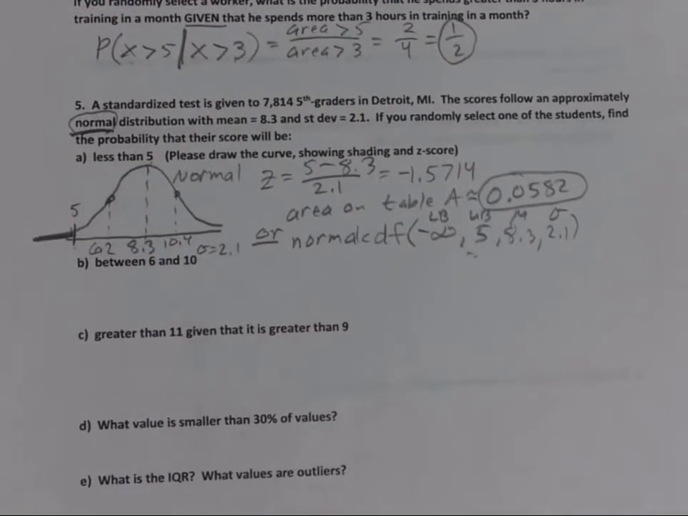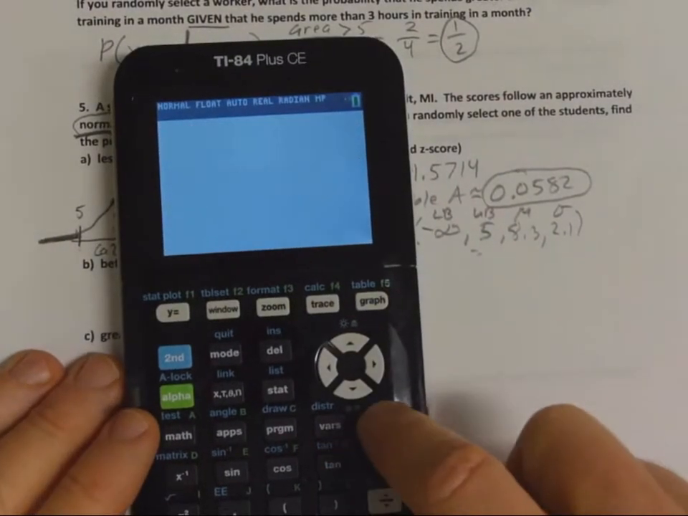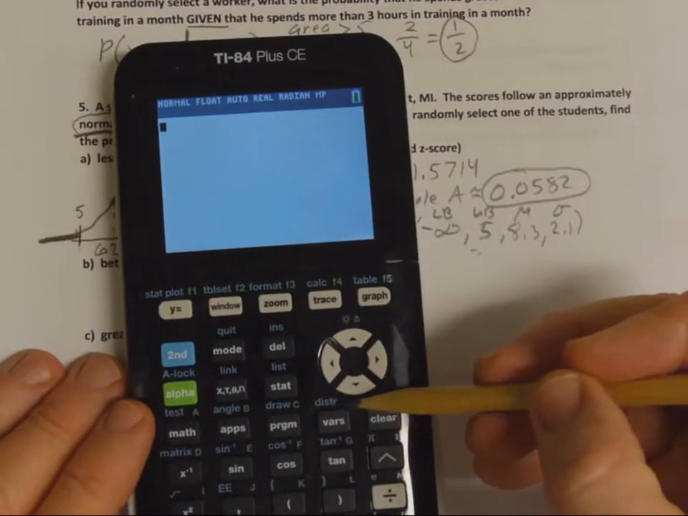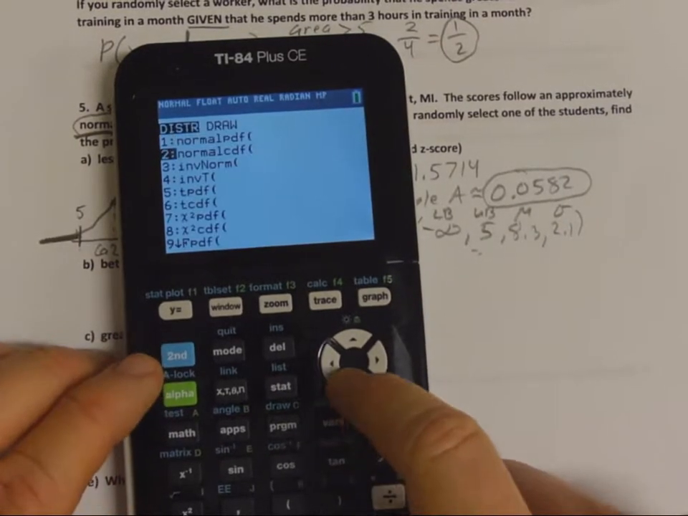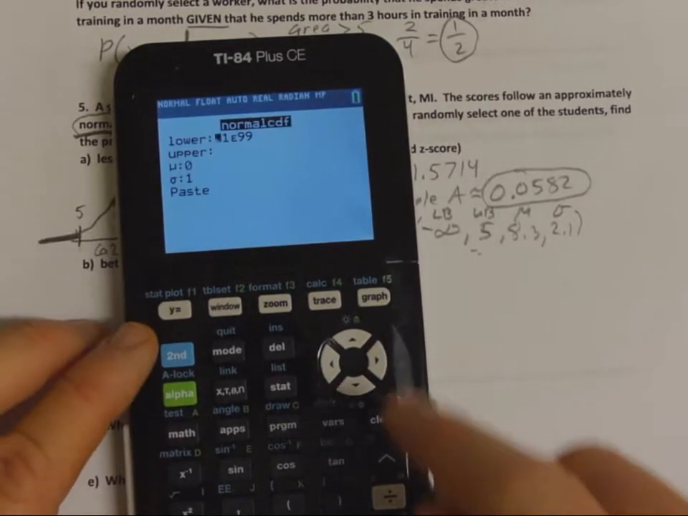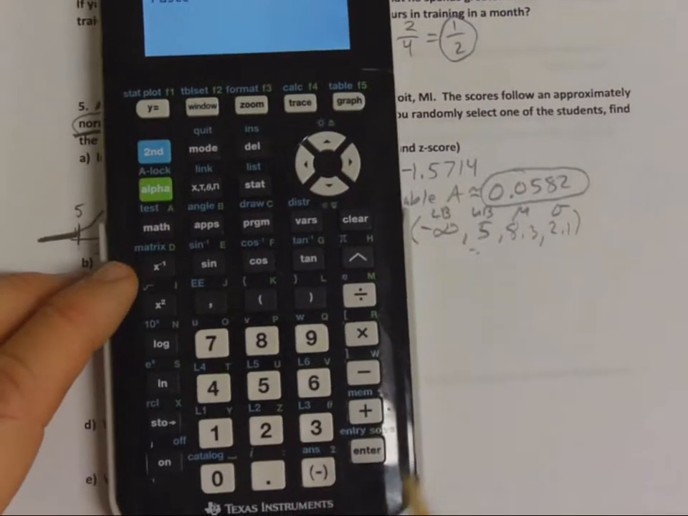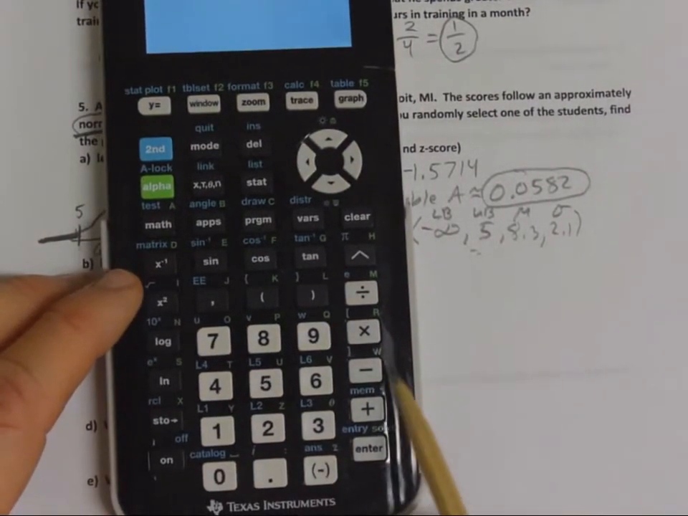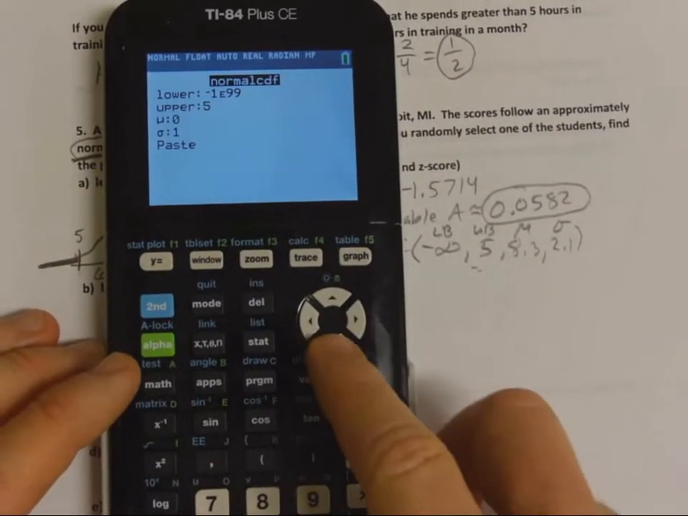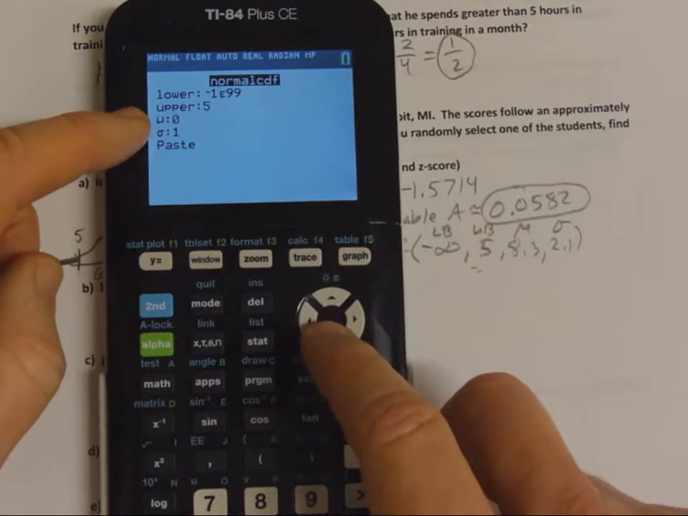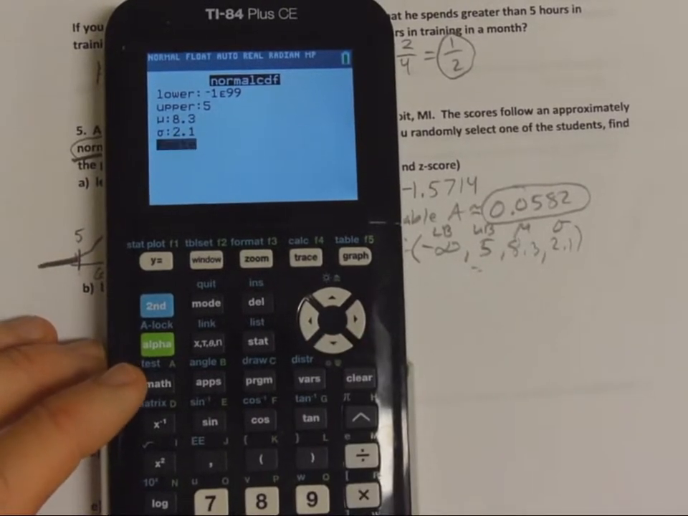Let's see what we get. Let me remind you that the normal calculations are right there above the VARS button in distribution. So if I go second VARS, or distribution, go to normal CDF. Negative infinity, or you could just put negative 10,000. Make sure to put the negative sign, not the minus sign. That'll mess you up. So negative infinity to 5. That's my lower bound and the upper bound of my shaded region. Mean is 8.3. Standard deviation is 2.1.